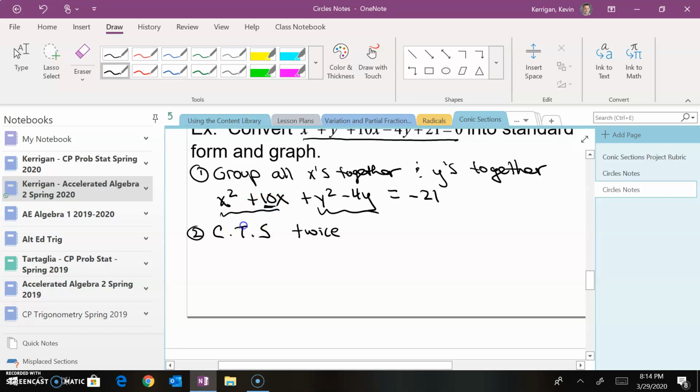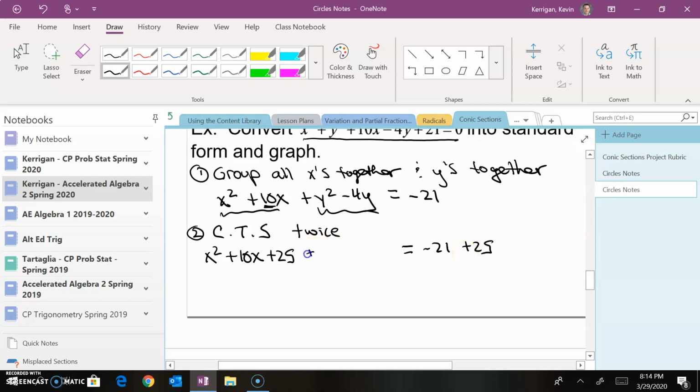So what I'm going to do here, remember with complete the square, you take your b value, which in this case is 10, divide it by 2, which is positive 5. Square that is 25. And I'm going to add that to this side of the equal sign. And then I also have to add it over to that side of the equal sign.